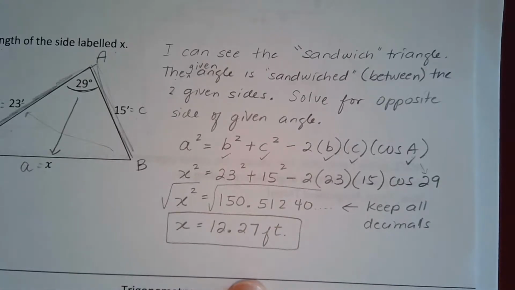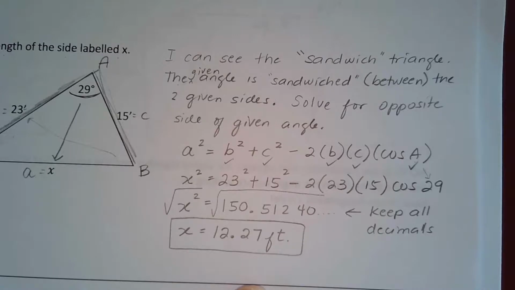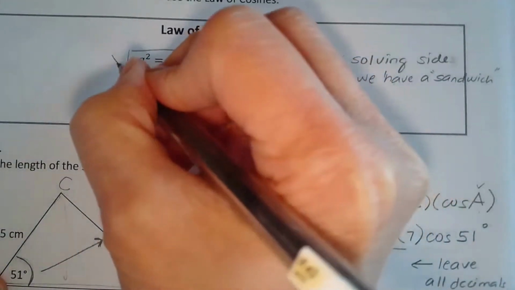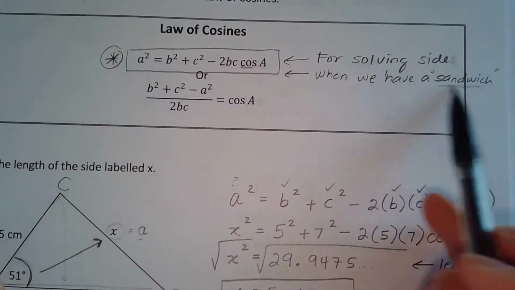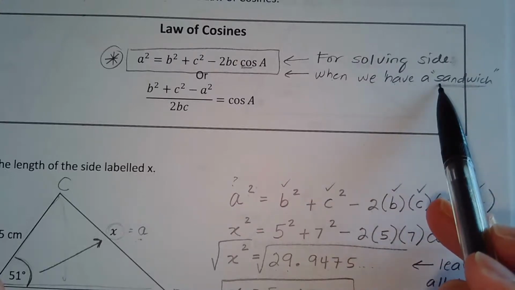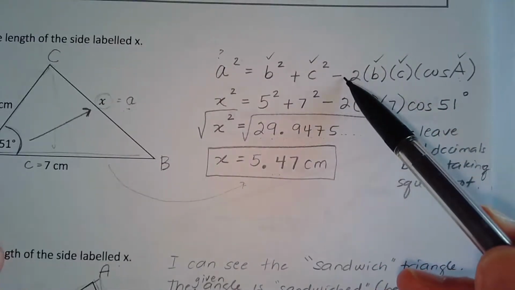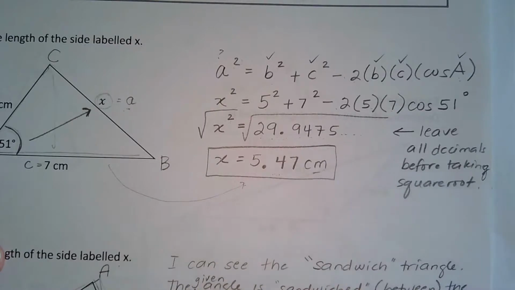Okay, so those are the two examples. Just to summarize what we talked about here: to be able to use the law of cosine, this formula, we need to have a sandwich type of triangle where the given angle is sandwiched between the two given sides, and then we worked it out. Formula, substitution, and then our final answer with our unit at the end.